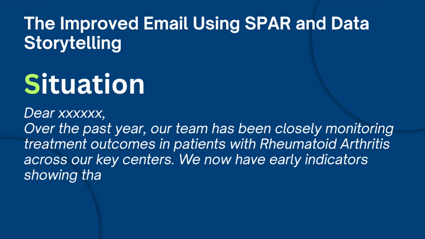Over the past year, our team has been closely monitoring treatment outcomes in patients with rheumatoid arthritis across our key centers. We now have early indicators showing that patients in real clinical settings achieve a 20 to 25% lower remission rate compared to those in pivotal trials.